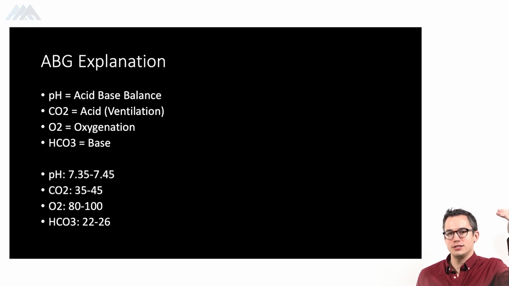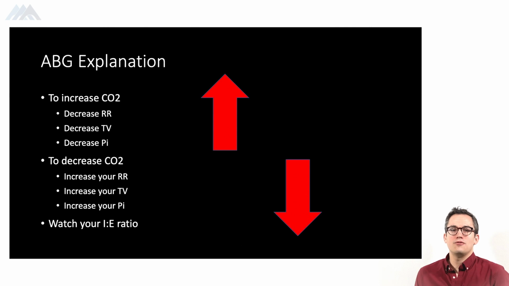Now, let's put it all together. We know our definitions to set up the ventilator, and we now know the normal values of an ABG. So let's take a look at if we want to increase our CO2. What do we want to decrease on the ventilator? We want to decrease their respiratory rate. We want to decrease their tidal volume. And if we were setting our inspiratory pressure, we want to decrease that because that'll allow us to have a lower tidal volume delivered.